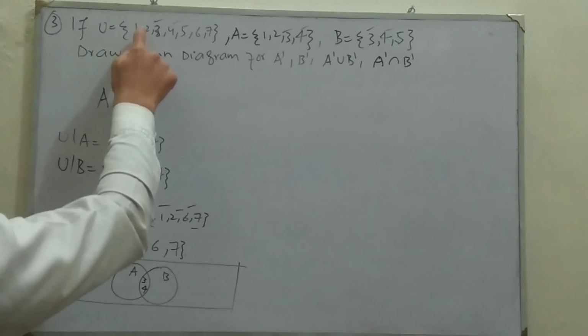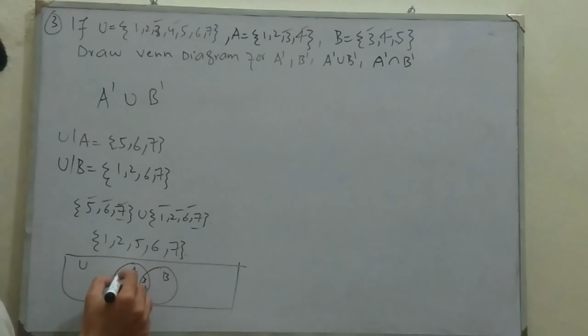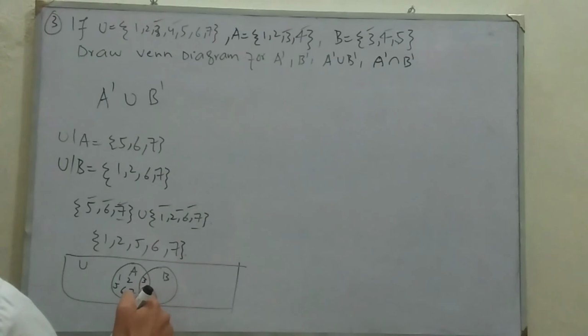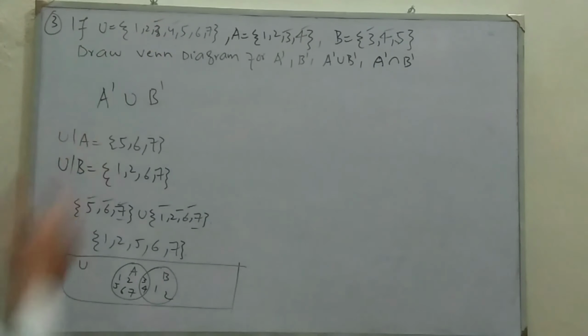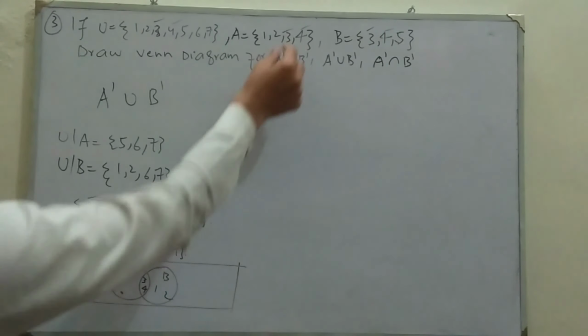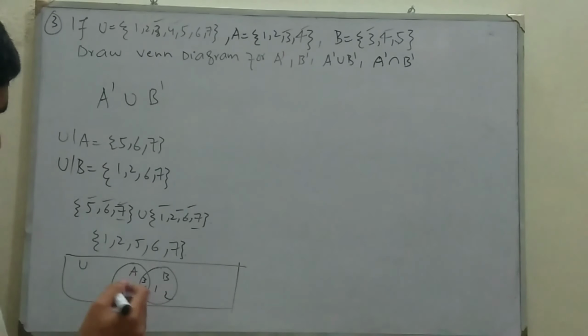In A set we are left with 1, 2, 5, 6, 7. In set B we have 3, 4 already, so we are left with 1, 2. In the universal set, we take 3, 4, so we are left with 1, 2, 5, 6, 7. In A set we already take 3, 4, so we are left with 1, 2 in A set.